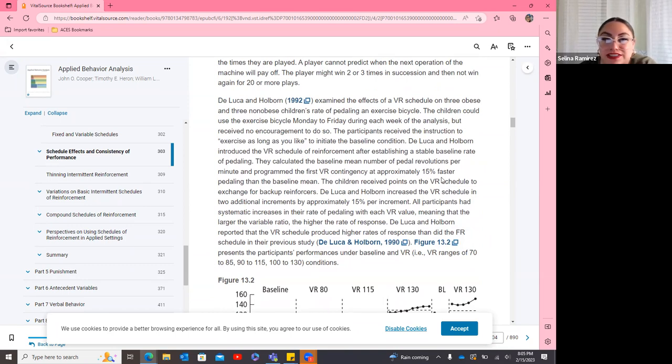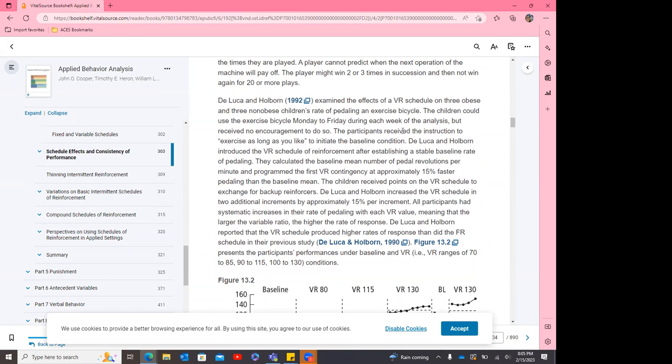Do you guys want me to read this example and that can be our last thing? Okay.